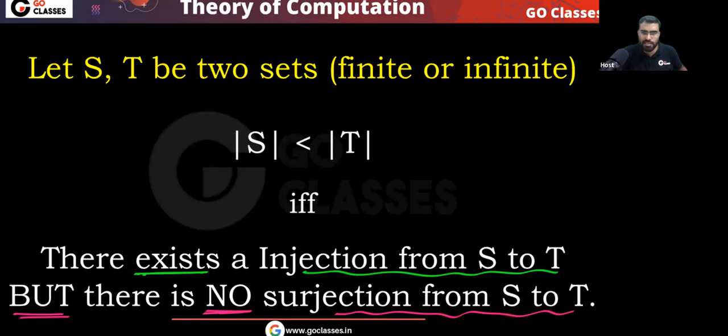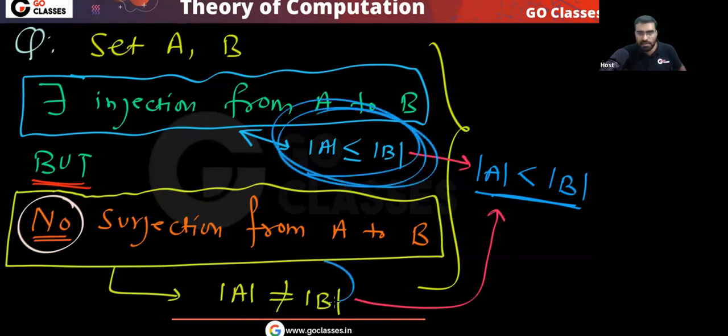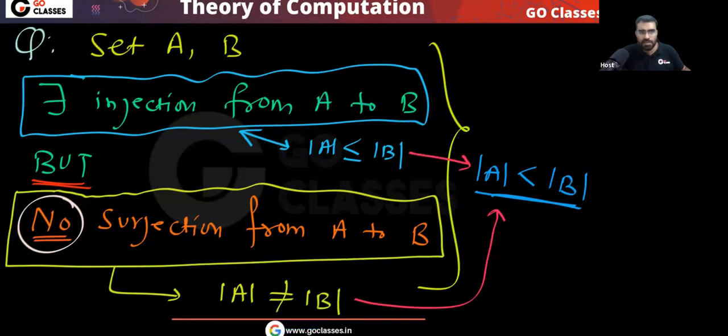Did you understand this? Please tell me. Because please notice that if there exists an injection from A to B, that means set A cardinality is less than or equal to set B cardinality. But there is no surjection from A to B. No surjection from A to B means they cannot have the same cardinality. So finally, if you combine these two, you will get this. Is this clear? Please tell me.